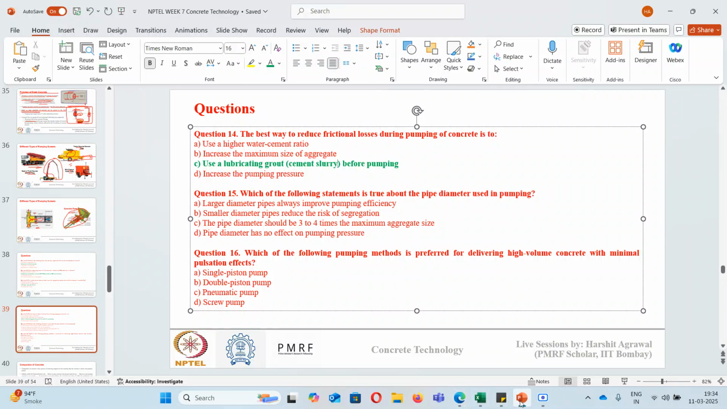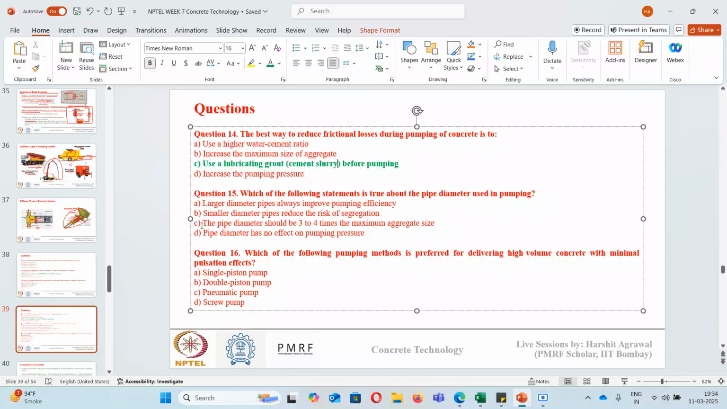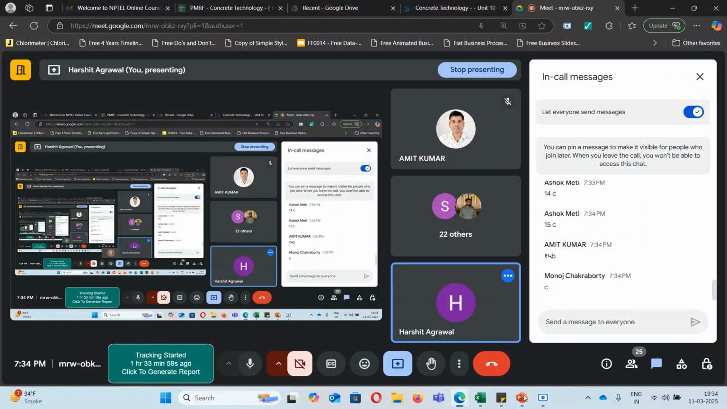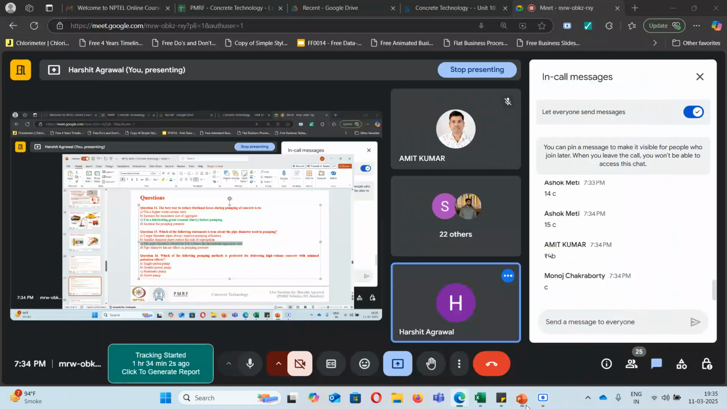Okay, so I have received a few answers in the comments. For 15, answer C. Okay, that is correct. So the pipe diameter should be 3 to 4 times the maximum aggregate size. Why? To ensure that there is smooth flow and no blockage inside the pipeline due to aggregates, and no segregation due to that. So I need to ensure my pipe diameter is 3 to 4 times the maximum aggregate size.